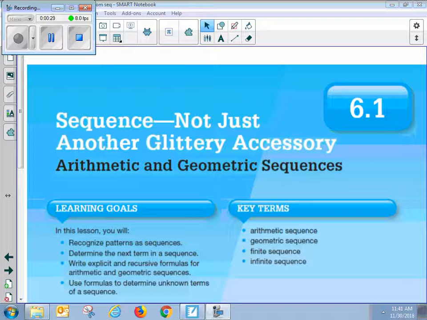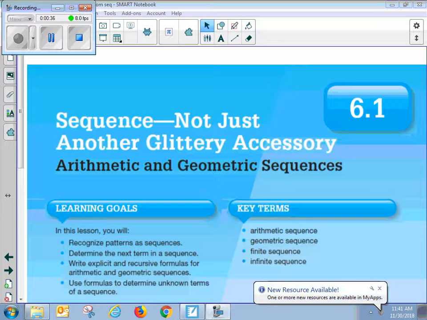Your test grades are online as well, and you will get those back probably Monday or Tuesday, but the grades are in. So today we're working with arithmetic and geometric sequences. They're just plain old patterns.